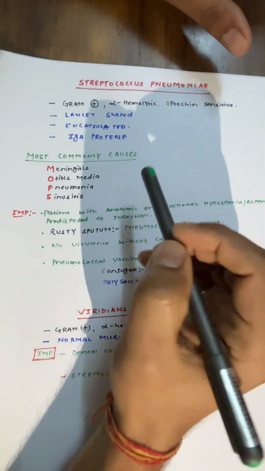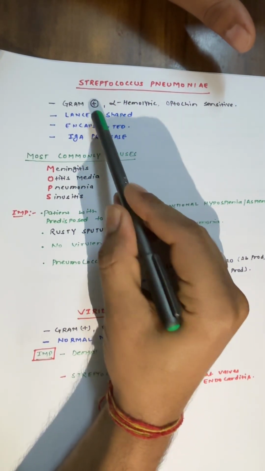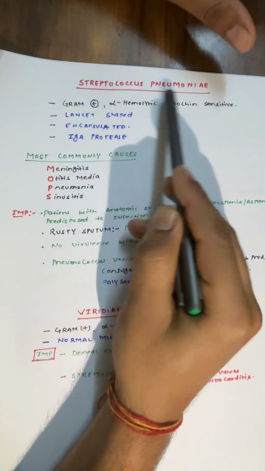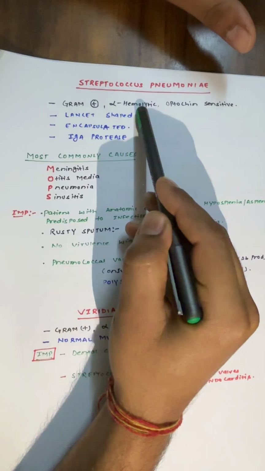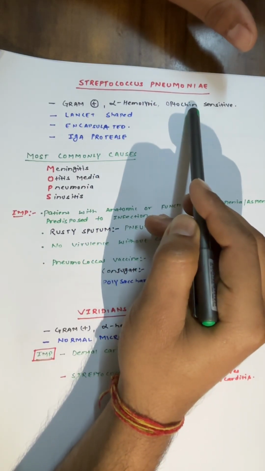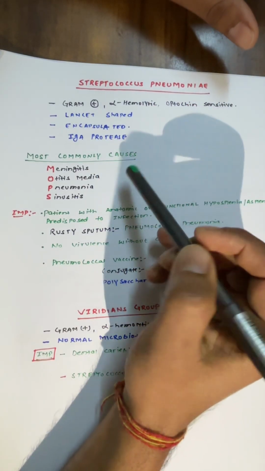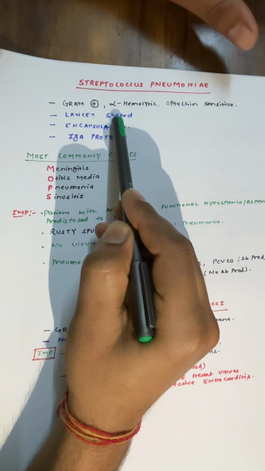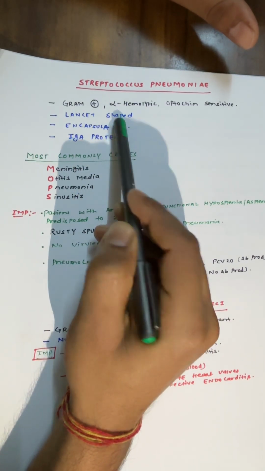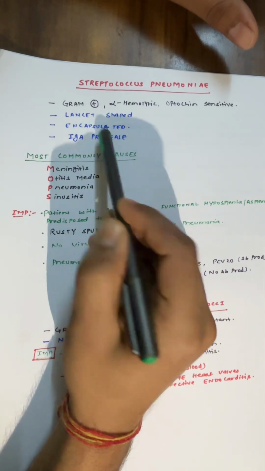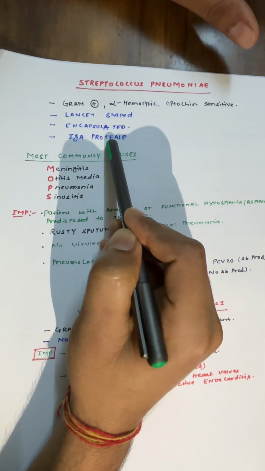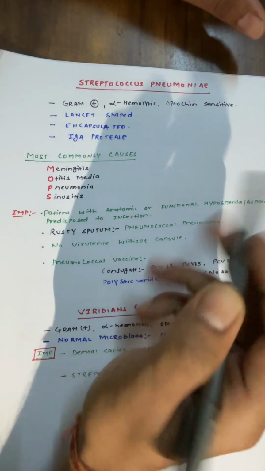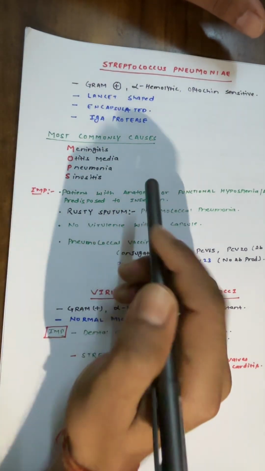So let's first talk about its lab characteristics. Streptococcus pneumoniae is gram positive, alpha hemolytic, and optochin sensitive. When you talk about its morphology, they are described as lancet-shaped diplococci, and they are encapsulated, and they produce IgA protease, which helps them to colonize mucosal surfaces.